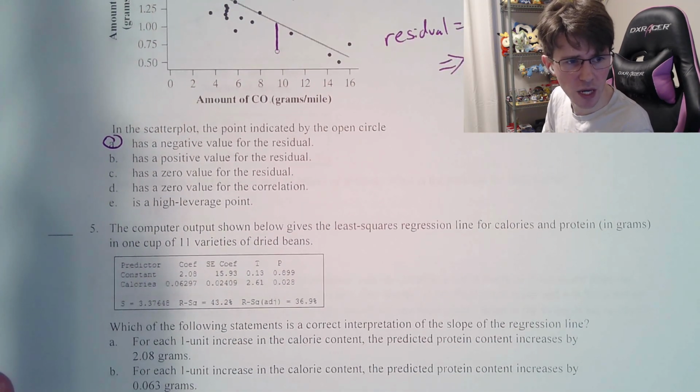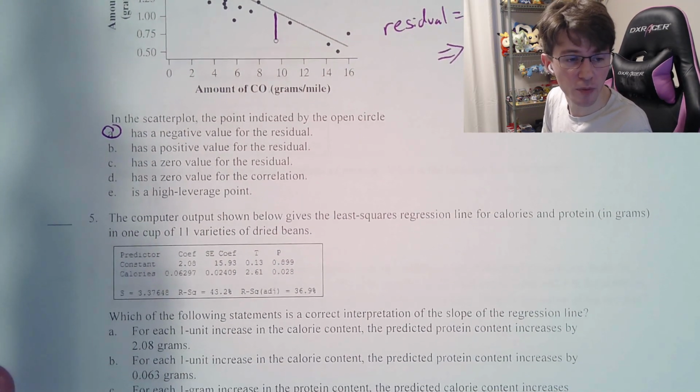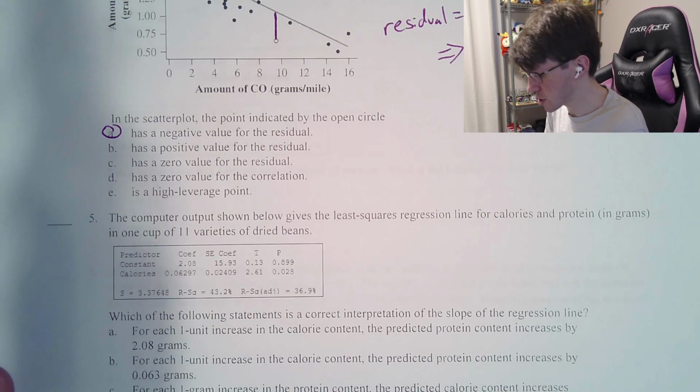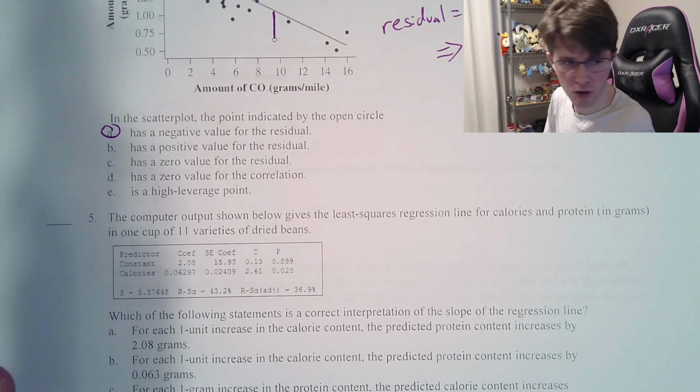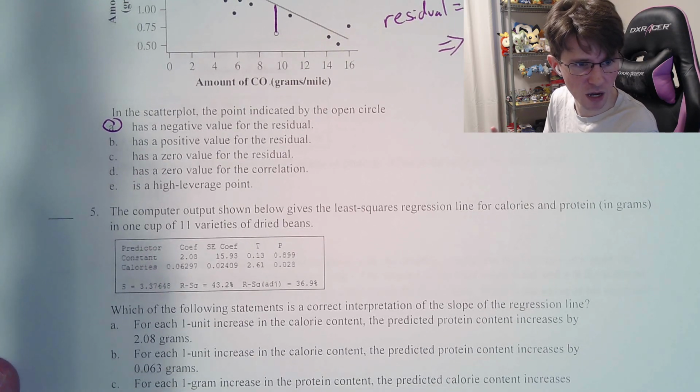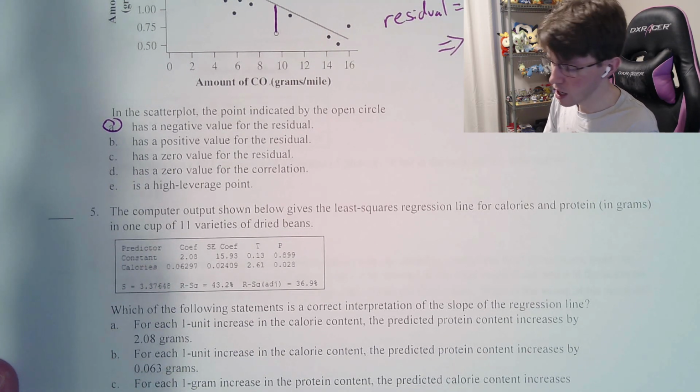Let's read the next one. The computer output shown below gives the least squares regression line for calories and protein in grams in 1 cup of 11 varieties of dried beans. Which of the following statements? I think I'm just going to go through this one more time in case anyone missed it in class, what all these different things are.